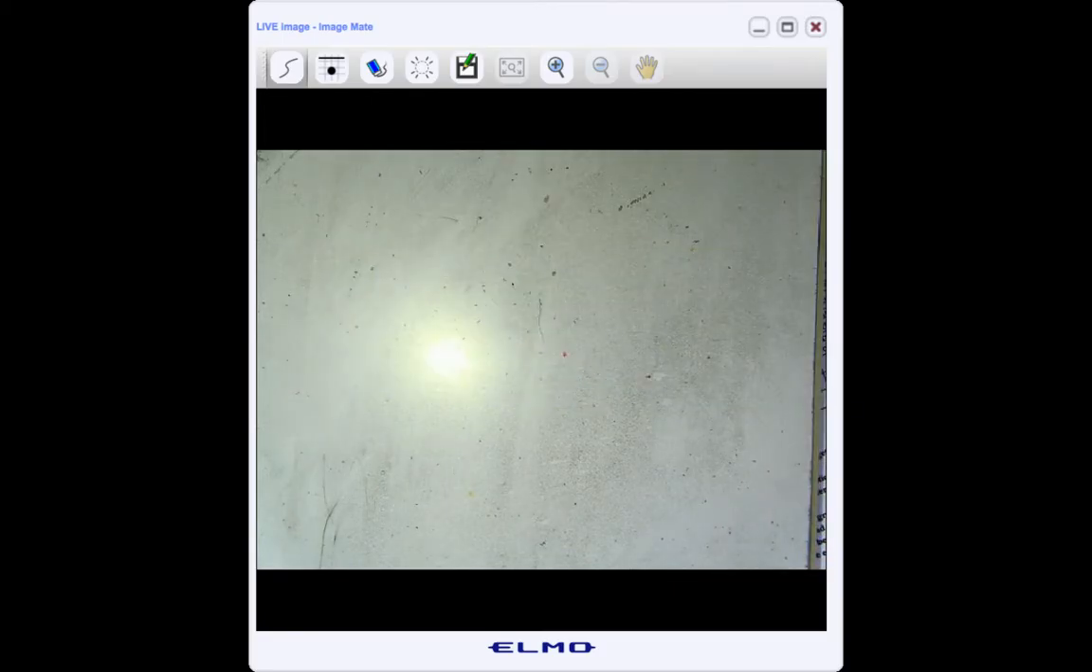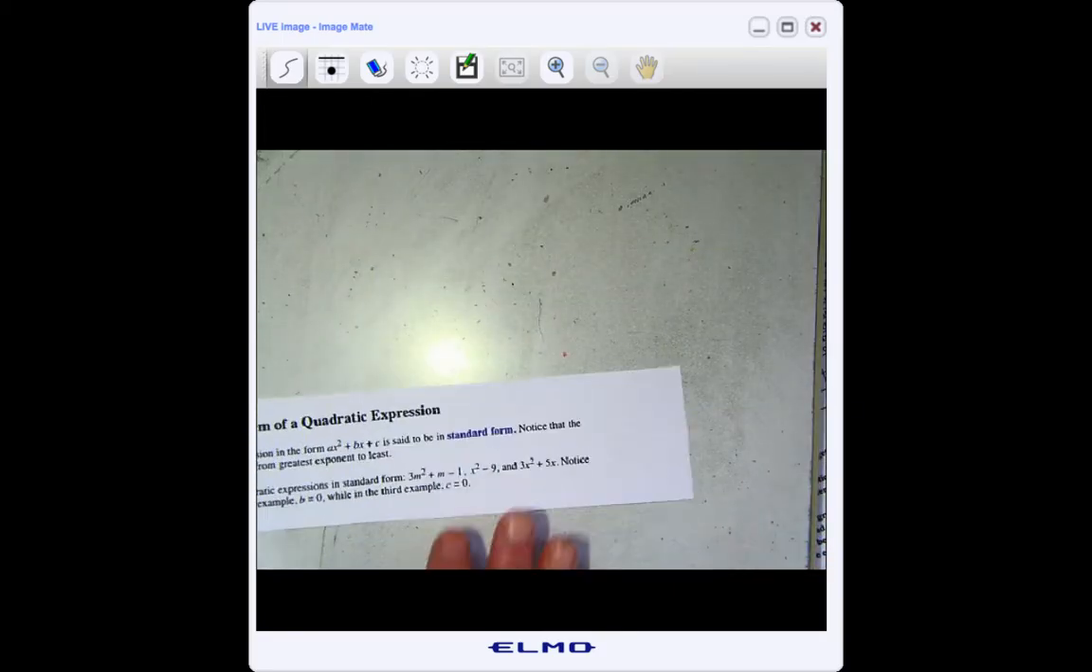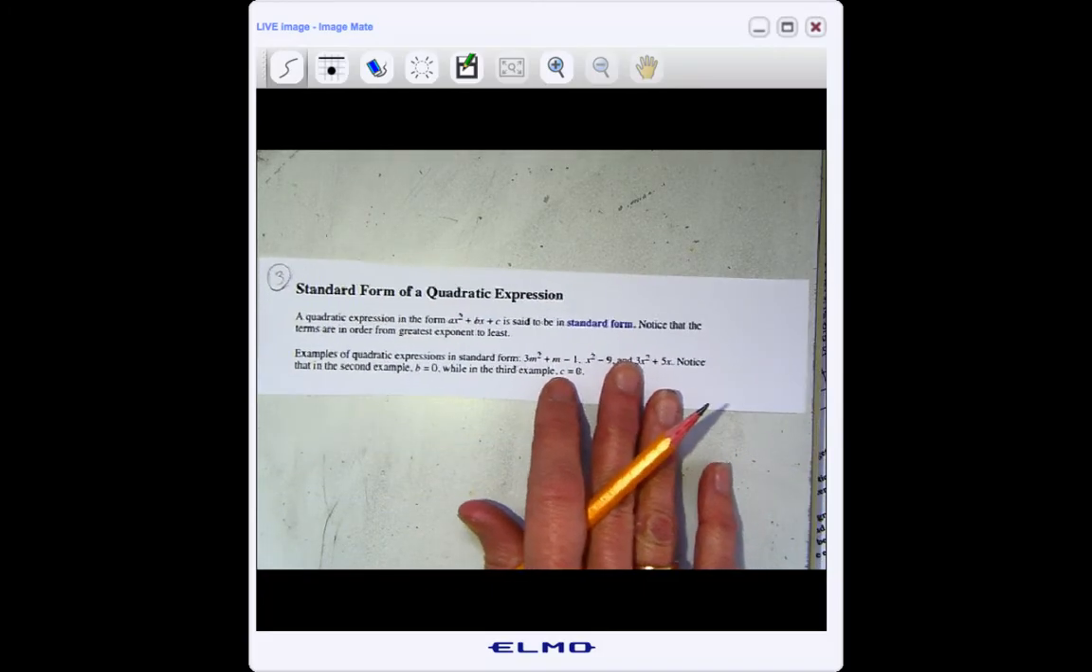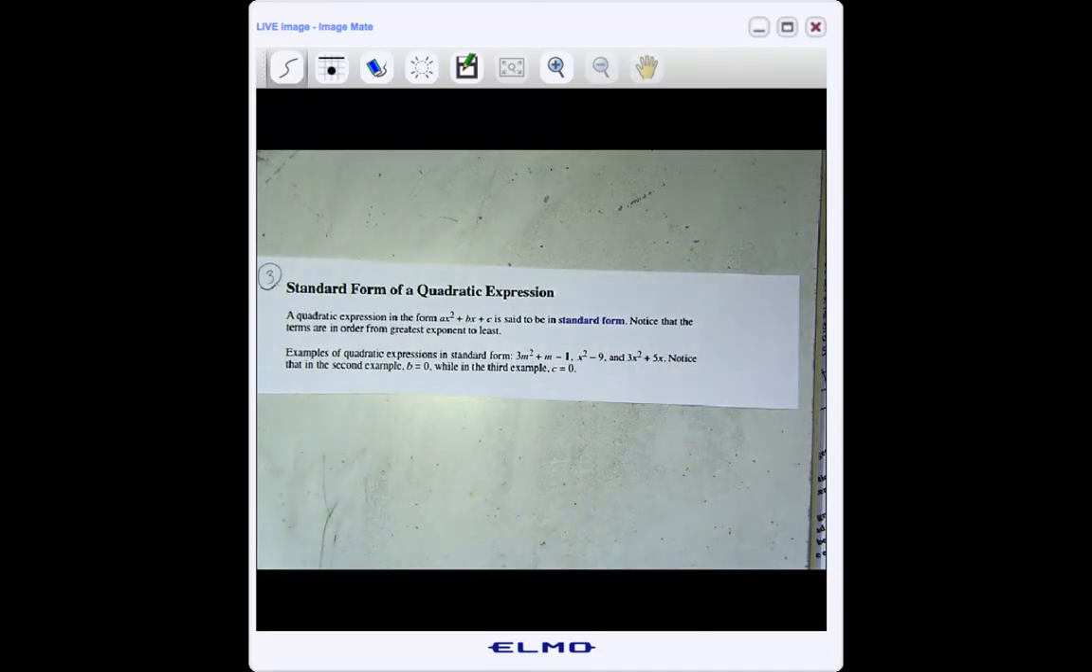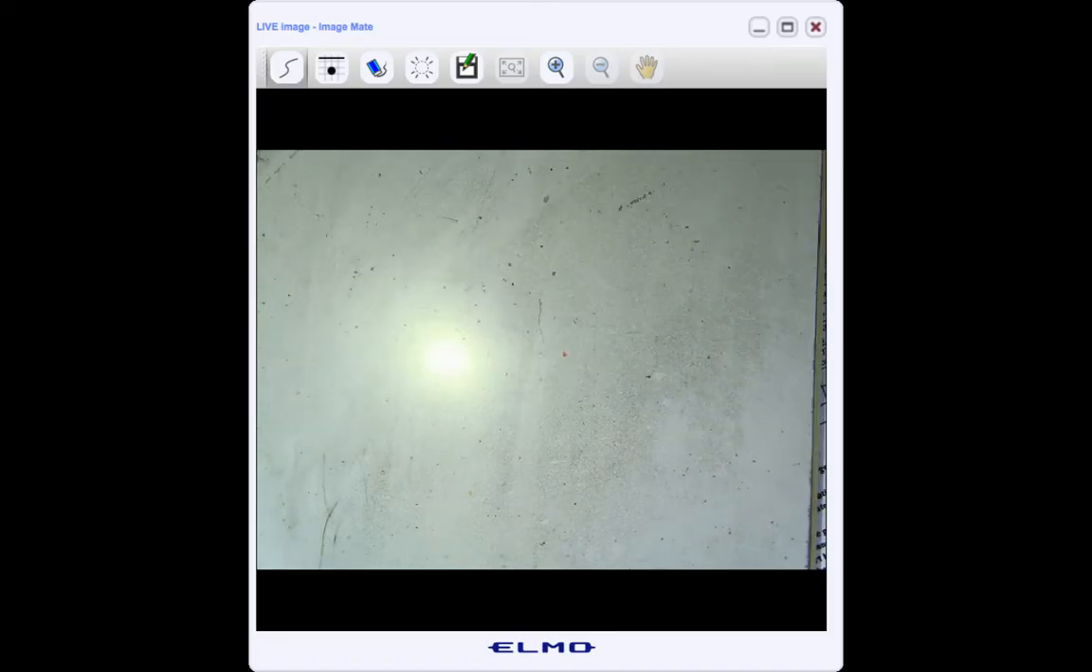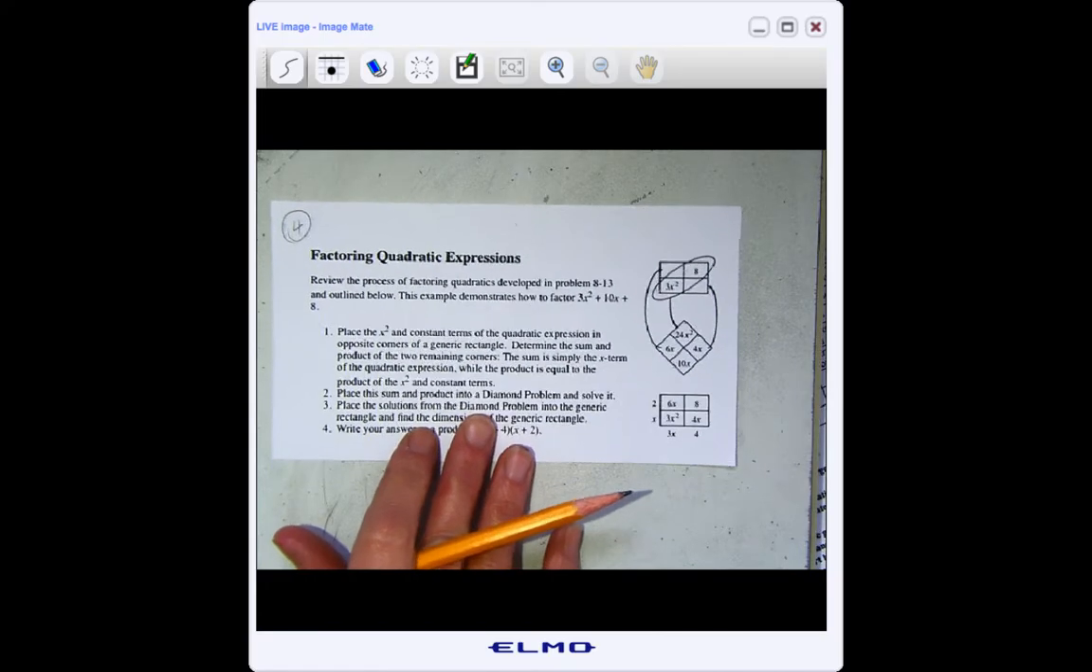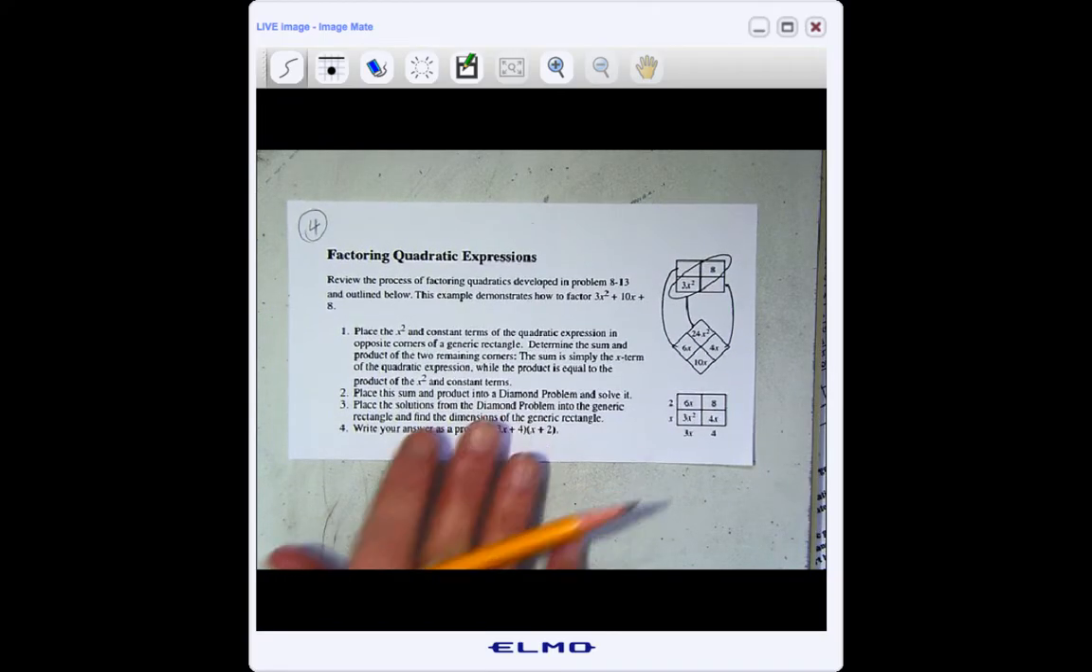Okay, so then the third note is the standard form of a quadratic expression. A quadratic expression in the form ax squared plus bx plus c is considered to be standard form. And here are a couple of examples of that. So that was a note that showed up in this chapter. All right, then you're also going to need to know how to factor a quadratic expression.